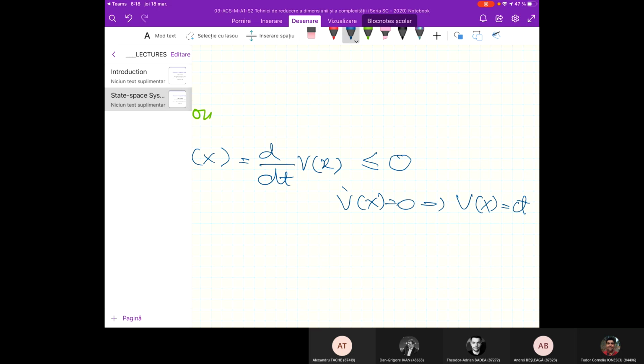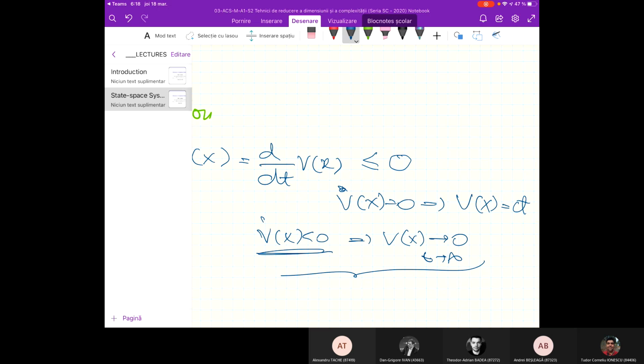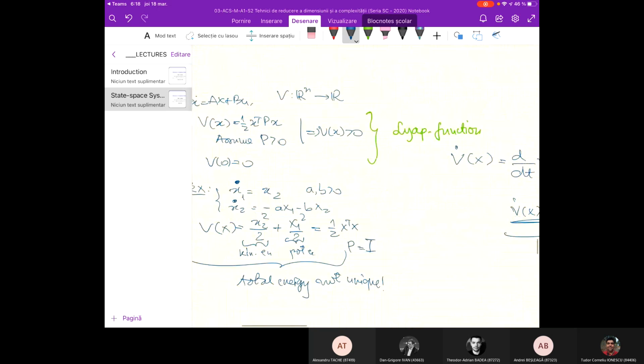Now, if V dot of x satisfies this condition, which is difficult, then V will go to 0 when t goes to infinity. So this is asymptotically stable. This is related to asymptotic stability. Asymptotic stability means that the internal energy, as time goes by and the system is evolving, goes to zero. Do you follow me?